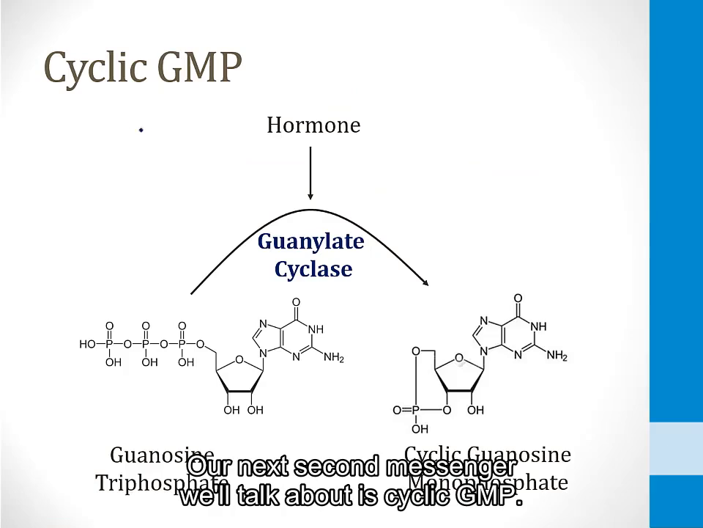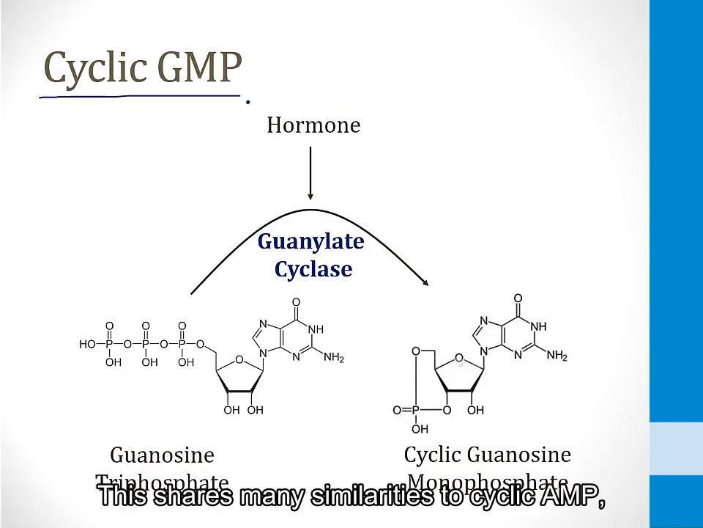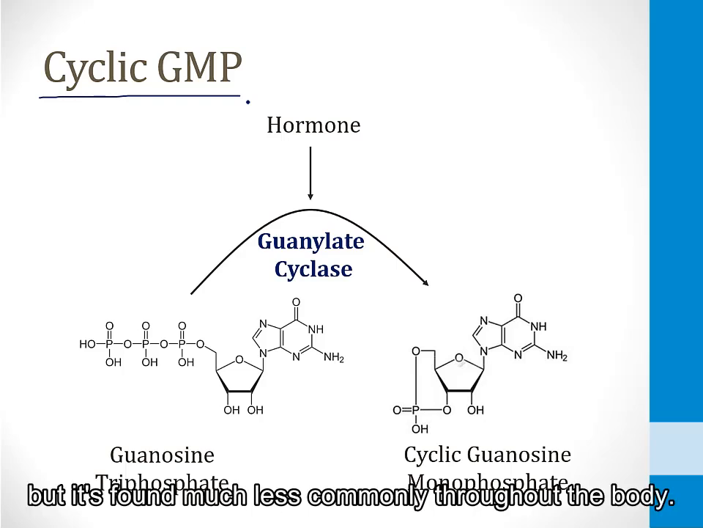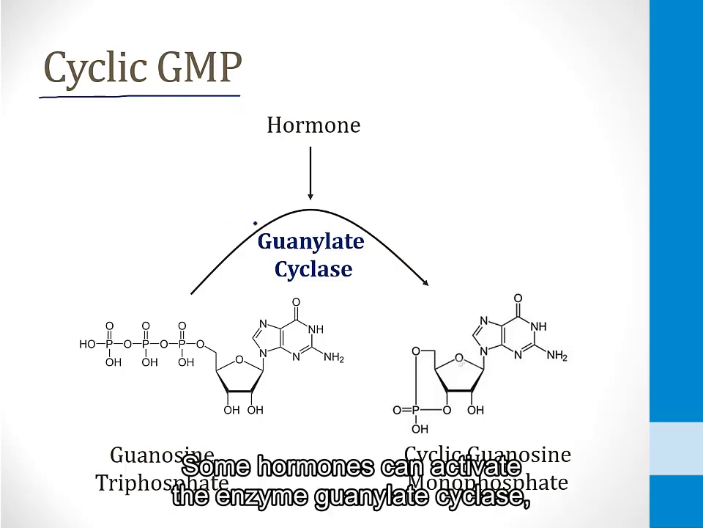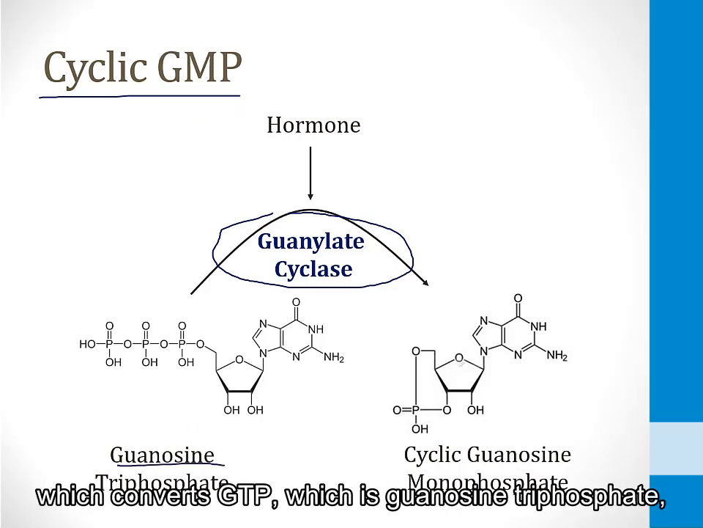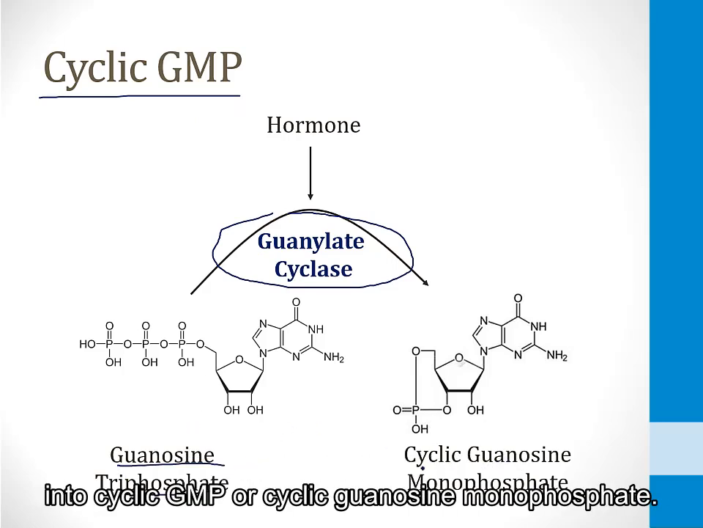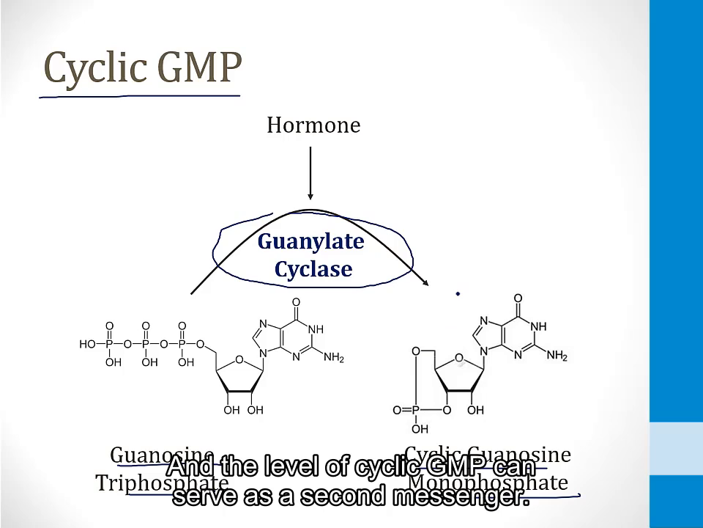Our next second messenger we'll talk about is cyclic GMP. This shares many similarities to cyclic AMP, but it's found much less commonly throughout the body. Some hormones can activate the enzyme guanylate cyclase, which converts GTP, which is guanosine triphosphate, into cyclic GMP or cyclic guanosine monophosphate, and the level of cyclic GMP can serve as a second messenger.